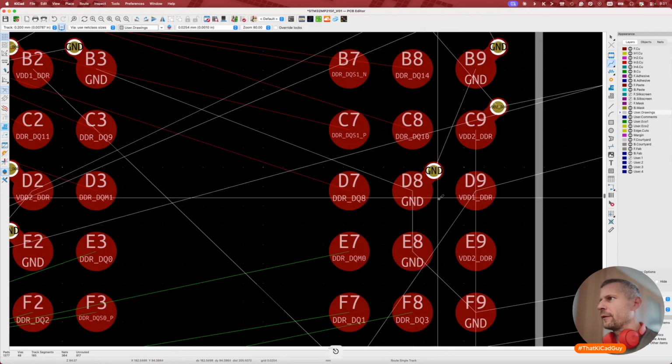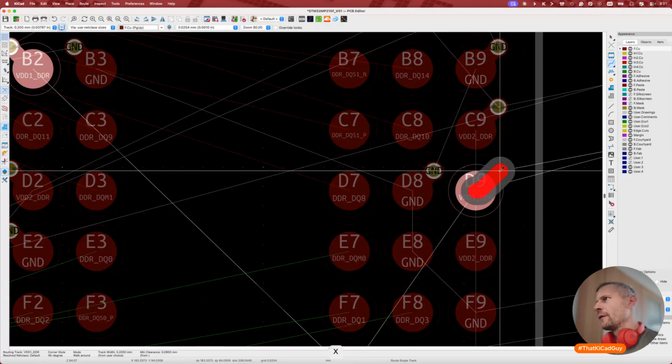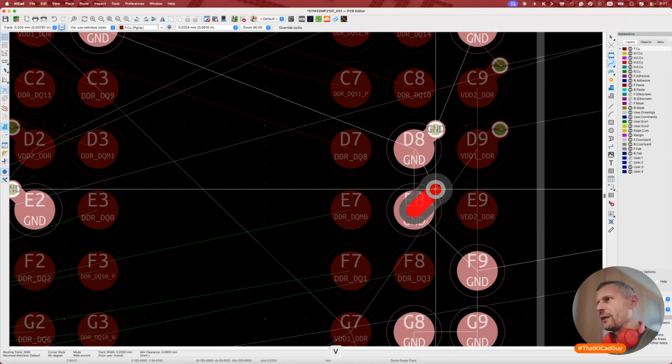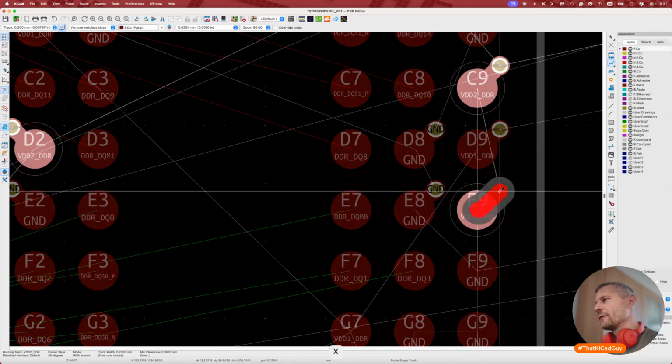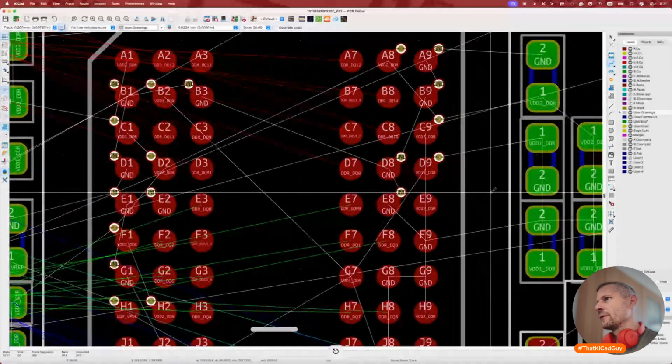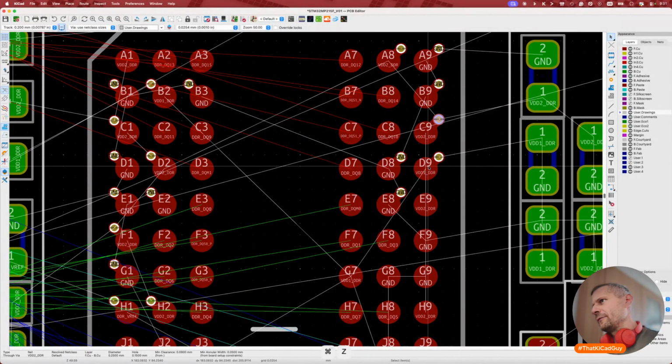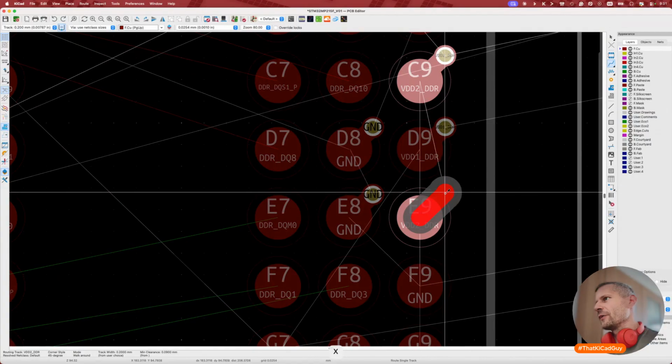Yeah, it can be. Yeah, because of the grid, sometimes the position of the via is, you know what? Yeah, we need it. I will keep these vias anyway.